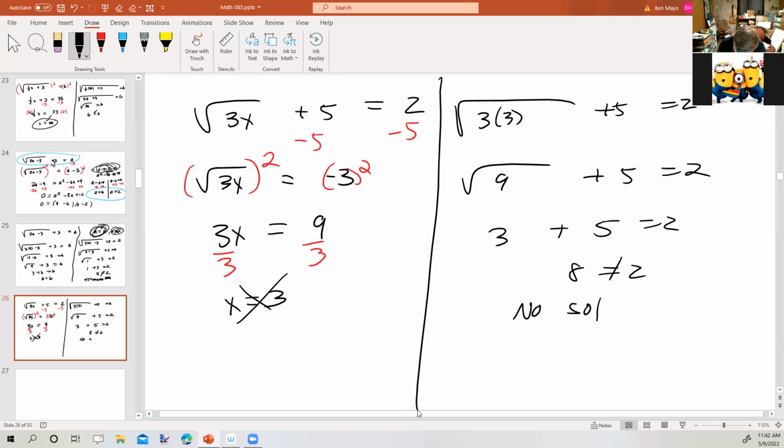There is no solution. So this would be an extraneous solution, but it does not work. There's no solution. Now, let's go back to the beginning of this problem.